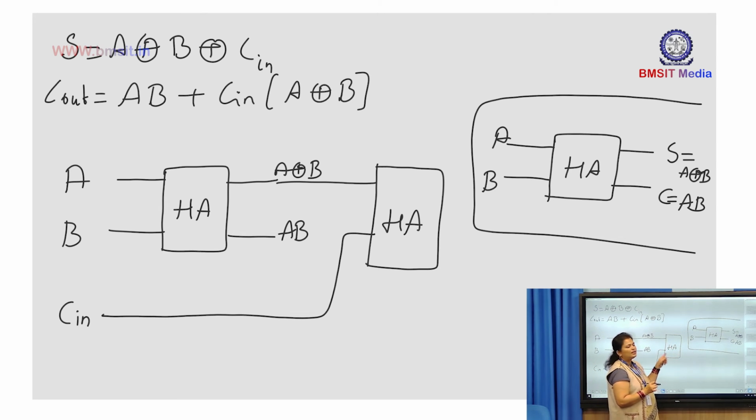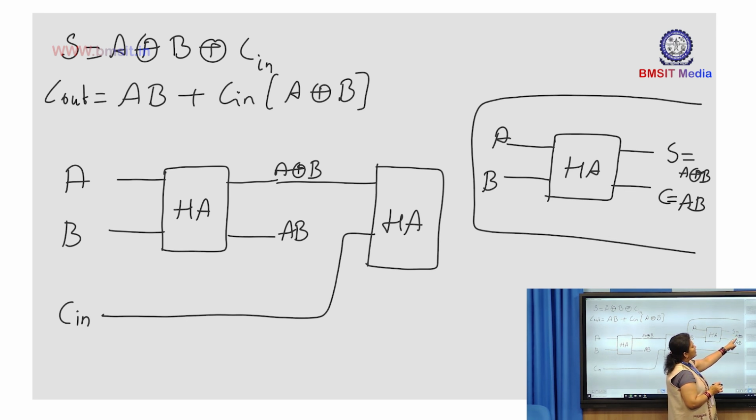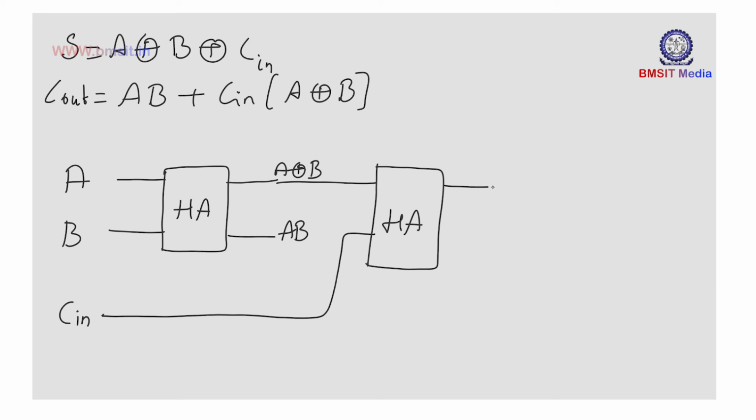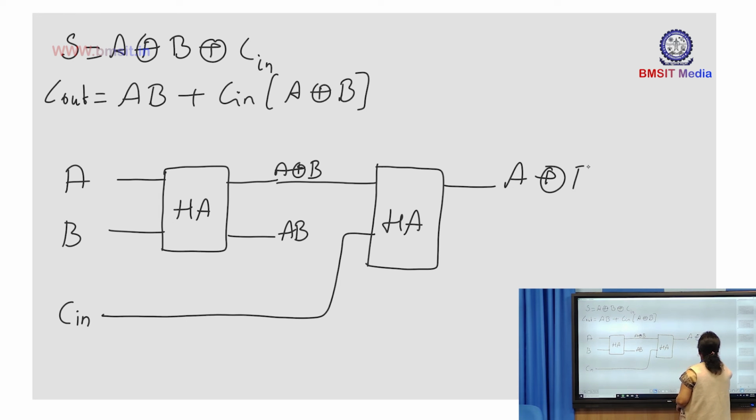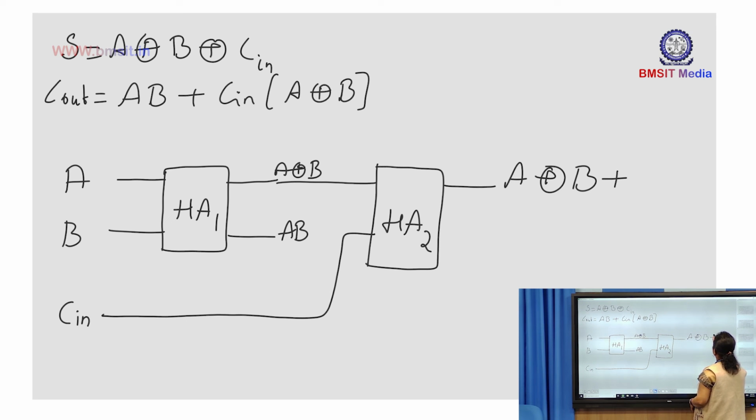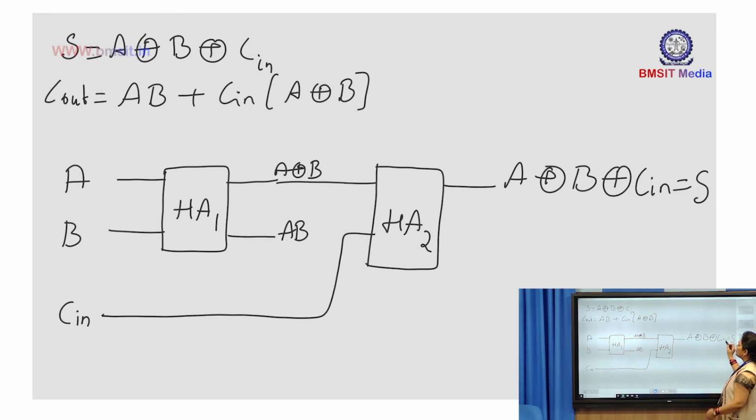Now this is another half adder. So as per the rule of half adder, we get S which is A XOR of B and C which is AB. So this half adder gives me A XOR of B, which is another input to the second half adder. This I'll call half adder 1 and half adder 2. So the other input is C in. So I'll be getting here the sum of the full adder, A XOR of B XOR of C in.